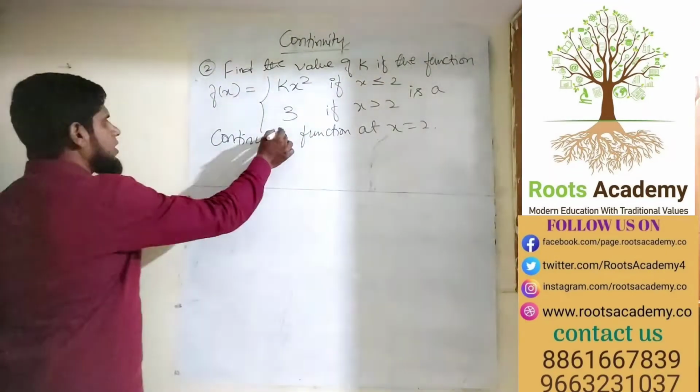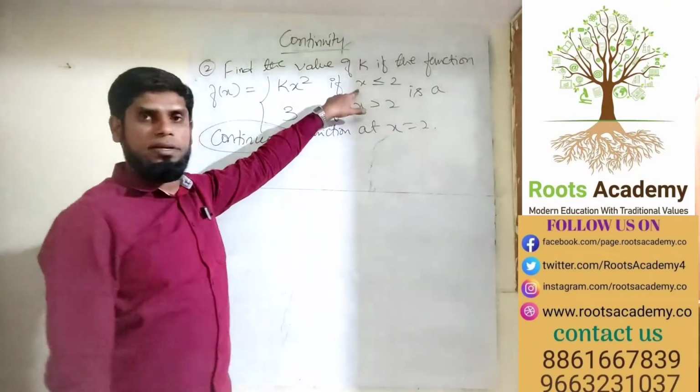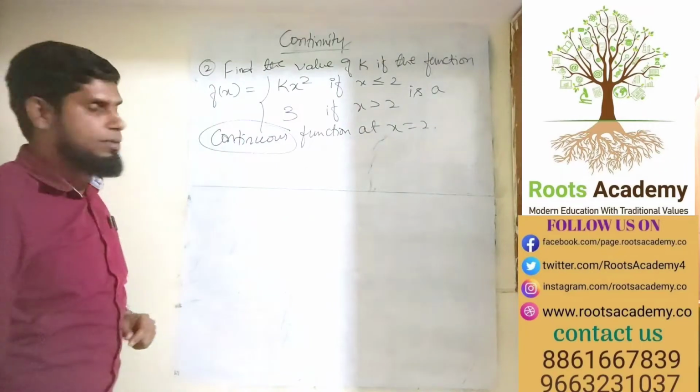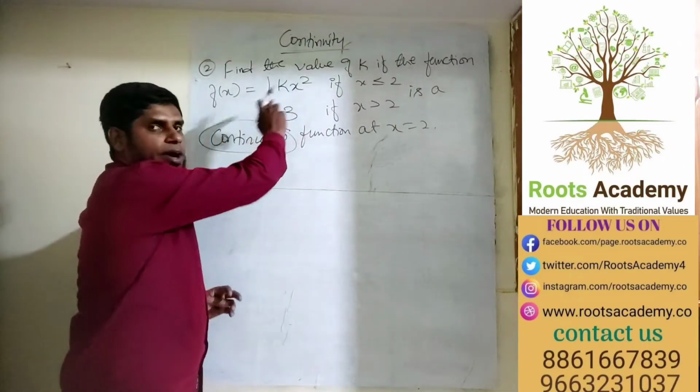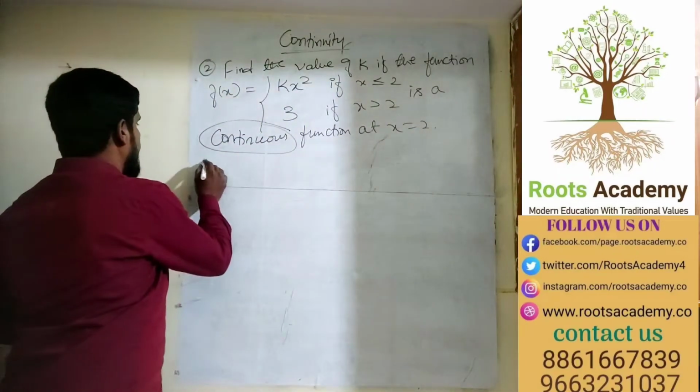And next he declares that it is a continuous function. Means its left hand limit, right hand limit and f of 2 are equal here. With the help of that condition, he is asking us to find the value of k. Let us see how we can find it.